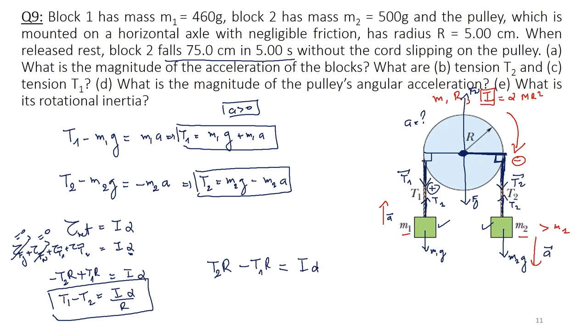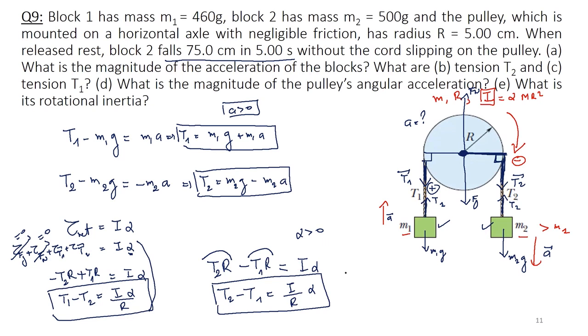But now this alpha is positive. Why? Because I'm looking in the direction of rotation. So the dominant torque is T2R, and it's bigger than T1R. So that means this alpha is positive. So I will have T2 minus T1 is just I divided by R times alpha. But now this alpha is a positive number. Forget about the previous one, where alpha is negative. Now this is my second equation.